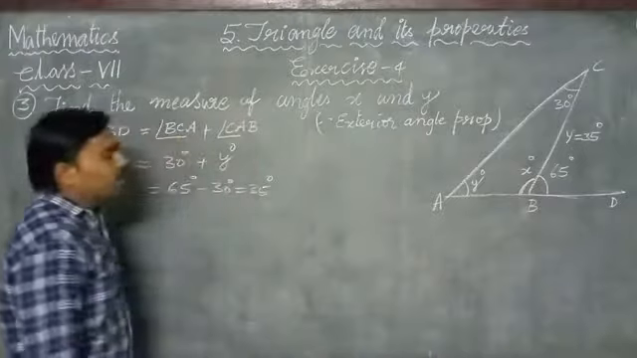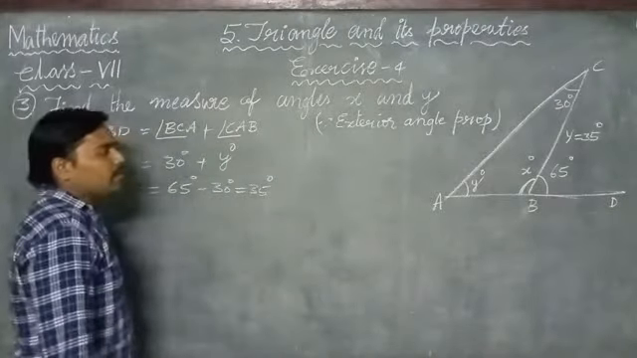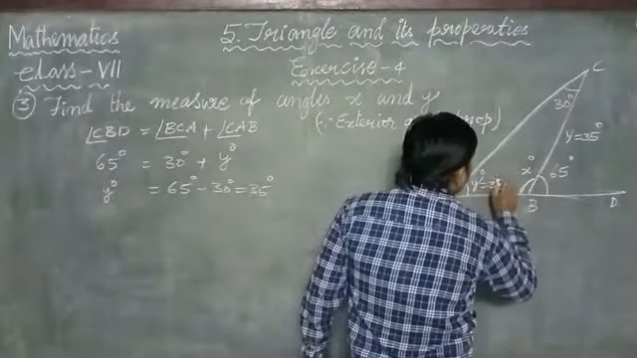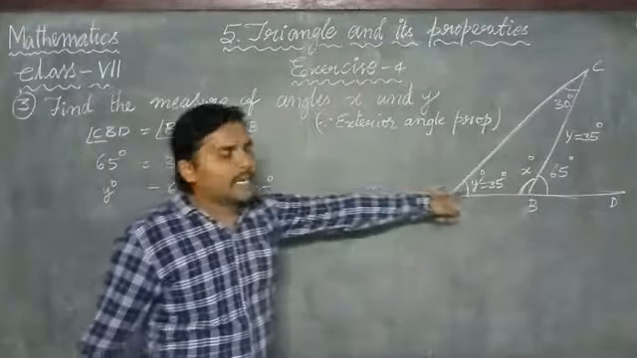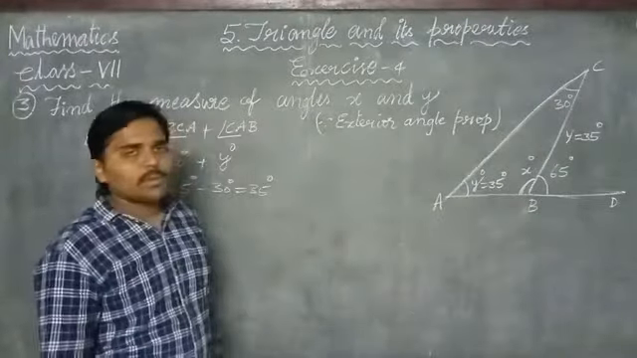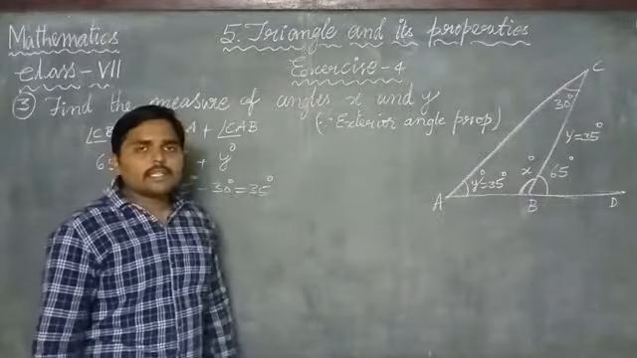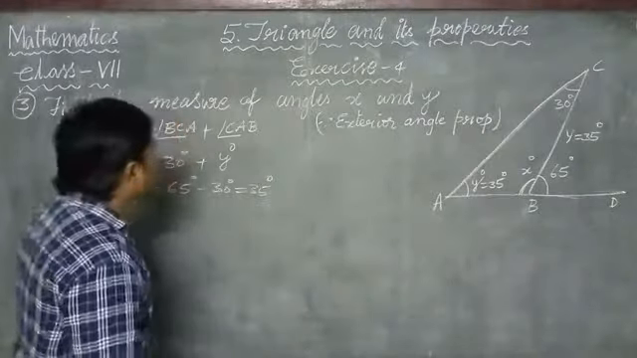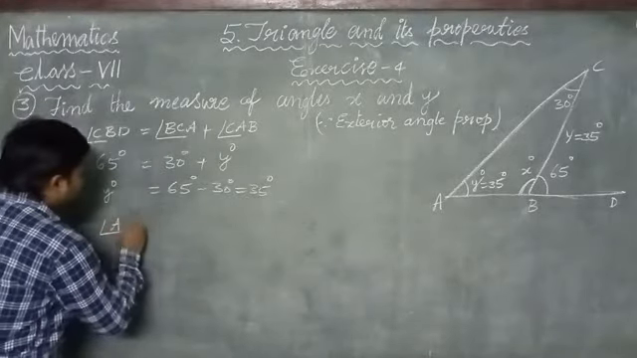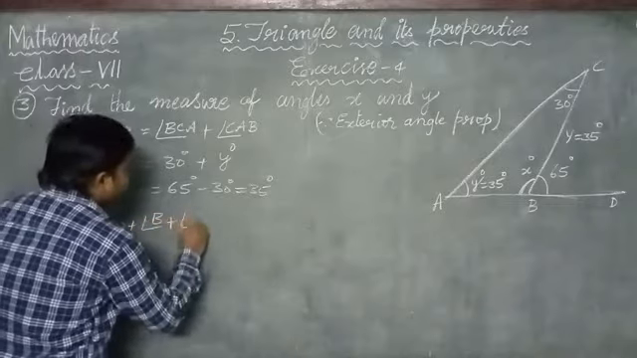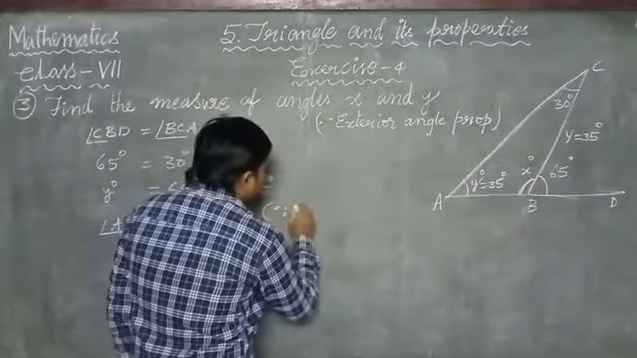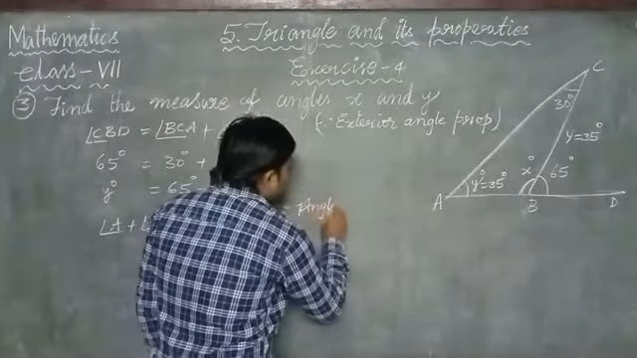And now we have to find the unknown angle x. Here y equals 35 degrees. In the triangle ABC we have two angles. According to the angle sum property, the sum of all angles in a triangle is 180 degrees. So angle A plus angle B plus angle C equals 180 degrees, from the angle sum property of a triangle.